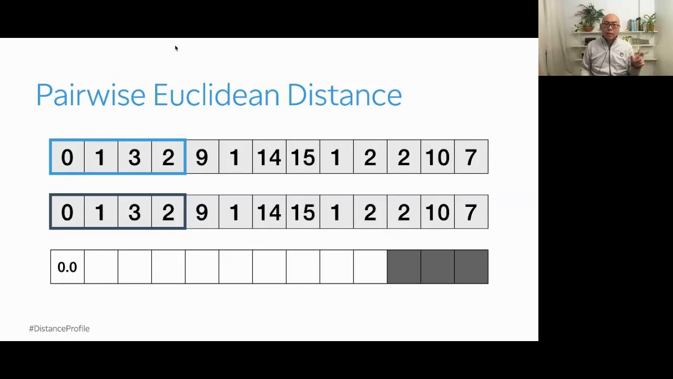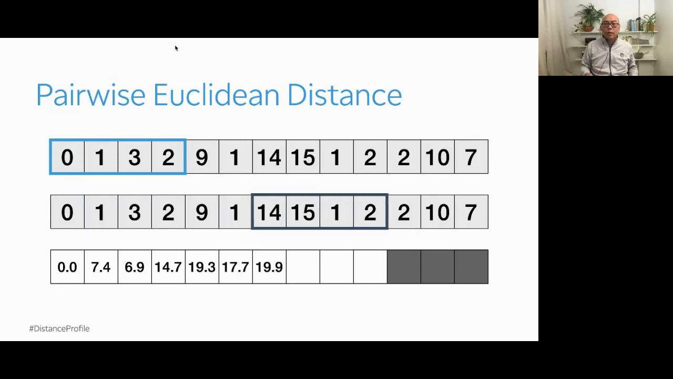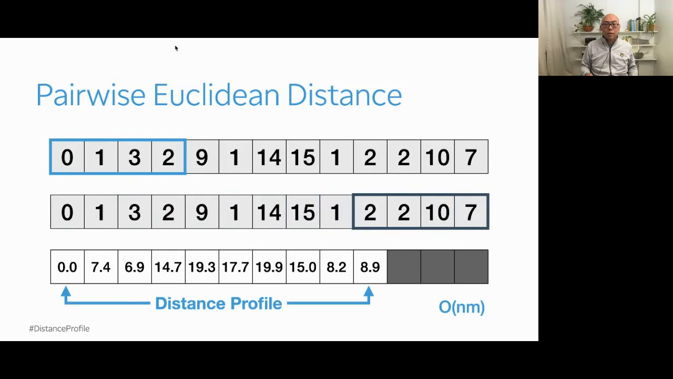Now then what I can do is slide that dark blue box over by 1. I compare them again, and I compute the distance. And I keep doing this until I get all the way to the very end, and I've compared the light blue subsequence with every single subsequence along the time series. And this is what is referred to as a distance profile or a distance vector. This tells you full information of every single subsequence along the time series relative to the light blue one.